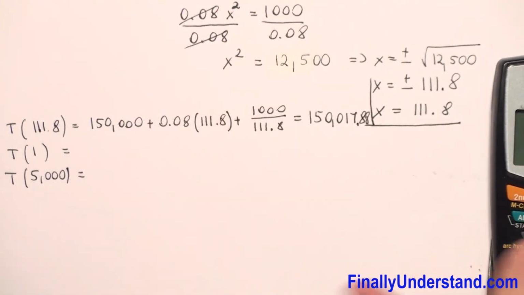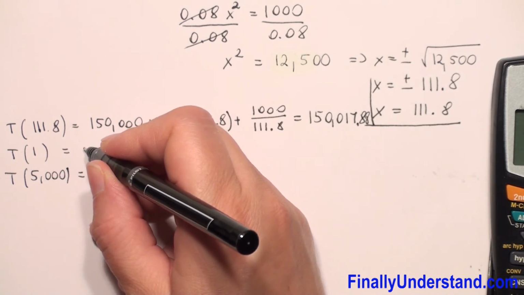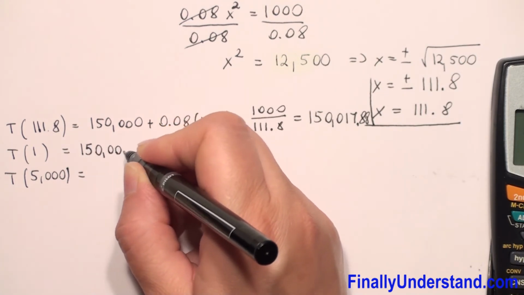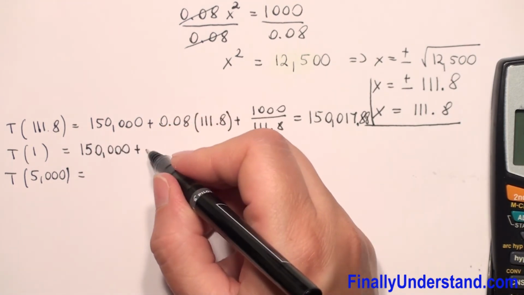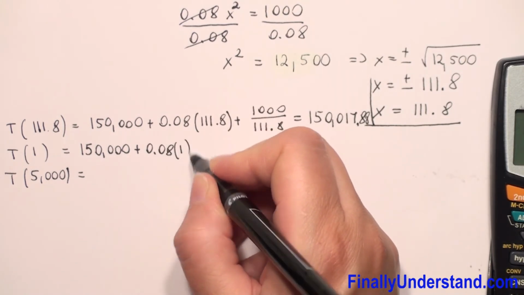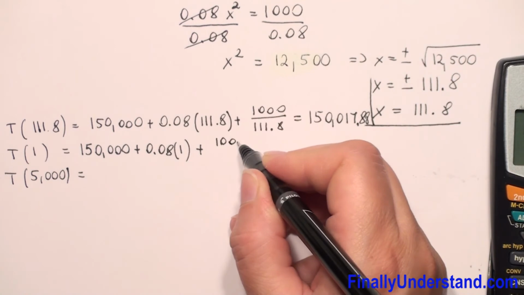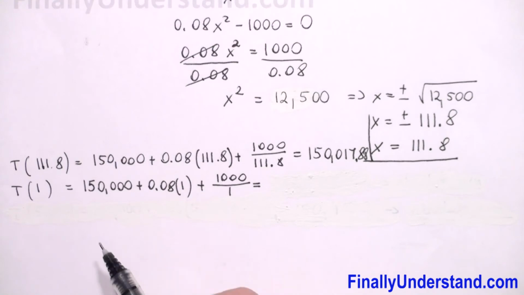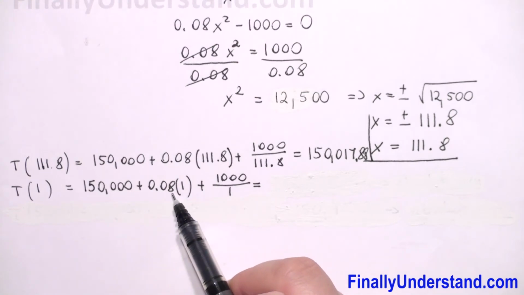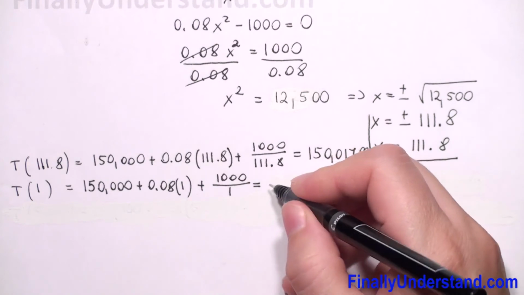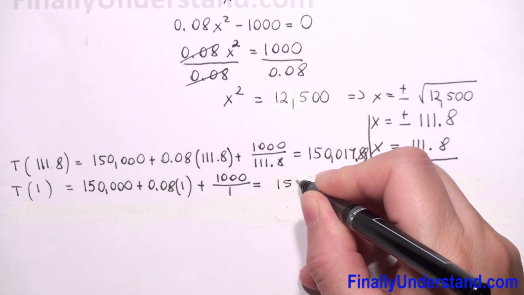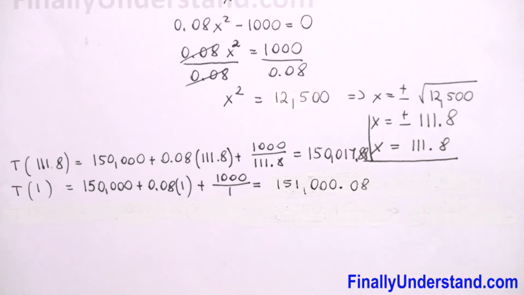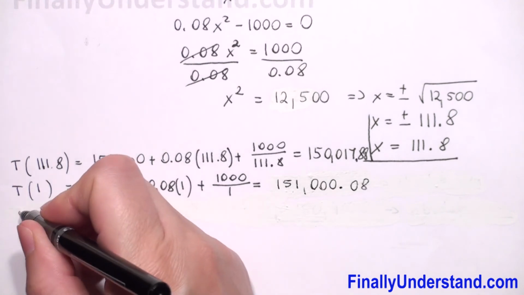And for 1, now we have to find the value of our function. So we have 150,000 plus 0.08 times 1 plus 1000 over 1. This is equal to 150,000 plus 0.08 plus 1000. This is equal to 151,000.08.